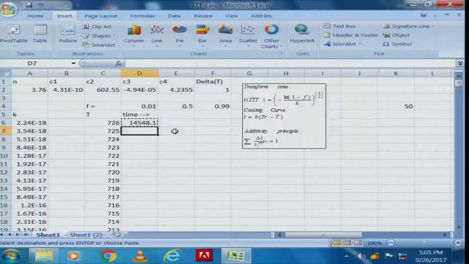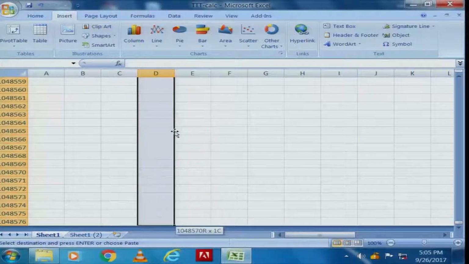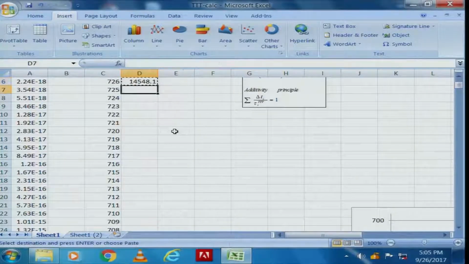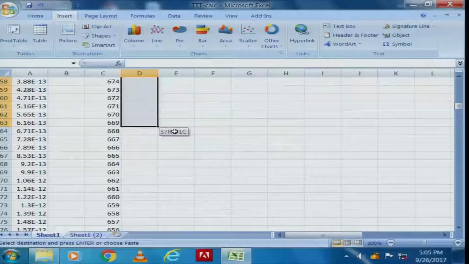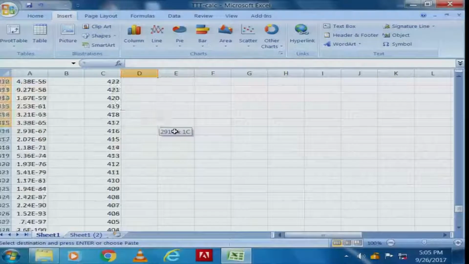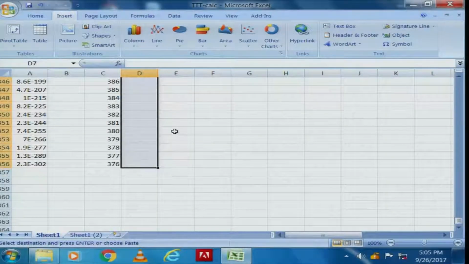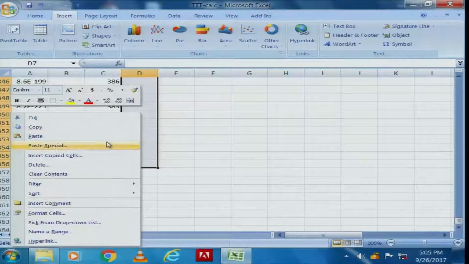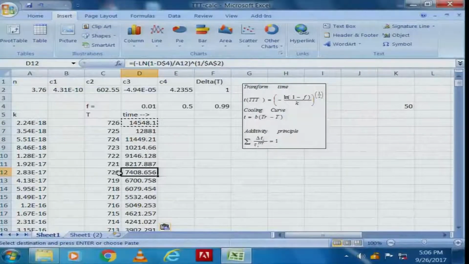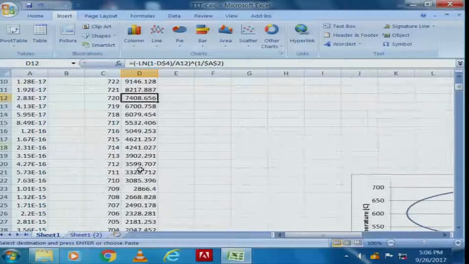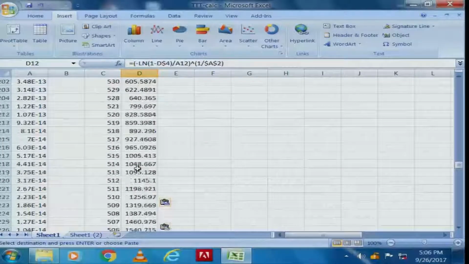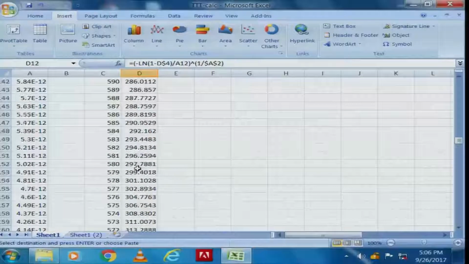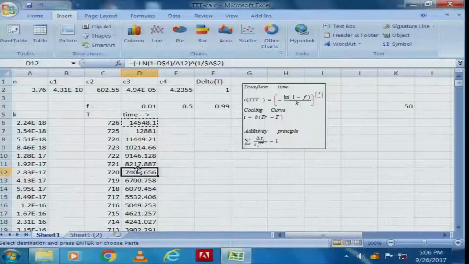Now, I will copy this time, copy and paste up to 376 and paste it to get now different times. So, as you can see, initially there is a large time and the time is reducing, and if we keep going down, time is reduced to small values, and then time starts increasing again as expected as we keep increasing the undercooling. So, as the undercooling is increasing, the time of transformation is initially decreasing and then increasing.